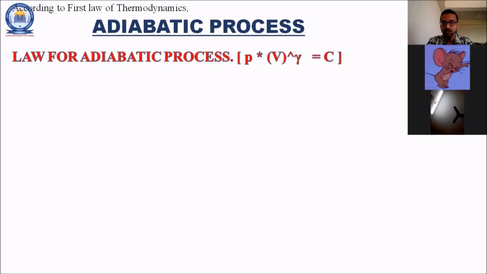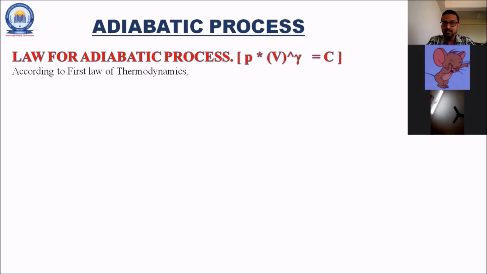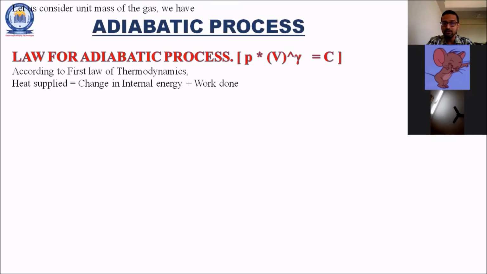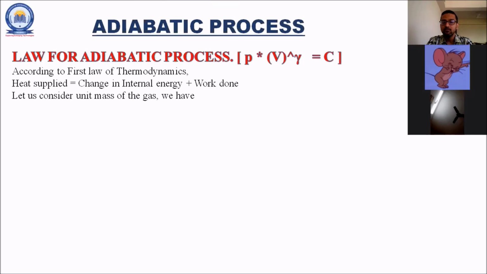So starting the derivation, according to the first law of thermodynamics, I can write: heat supplied is equal to change in internal energy plus the work done. Very simple statement according to the first law of thermodynamics. Now I am considering unit mass of the gas. Since I am considering unit mass, all the parameters will become specific parameters. And the changes are also very small.